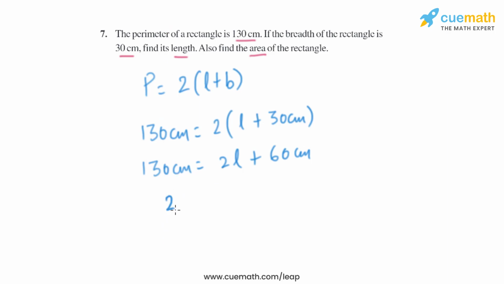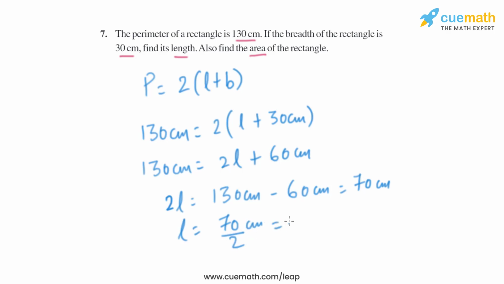Now 2L will equal 130 centimeter minus 60 centimeter, which is the same as 70 centimeter. So from here we'll get the value of L, that is 70 centimeter divided by 2, which is the same as 35 centimeter. So that will be the length of the rectangle.